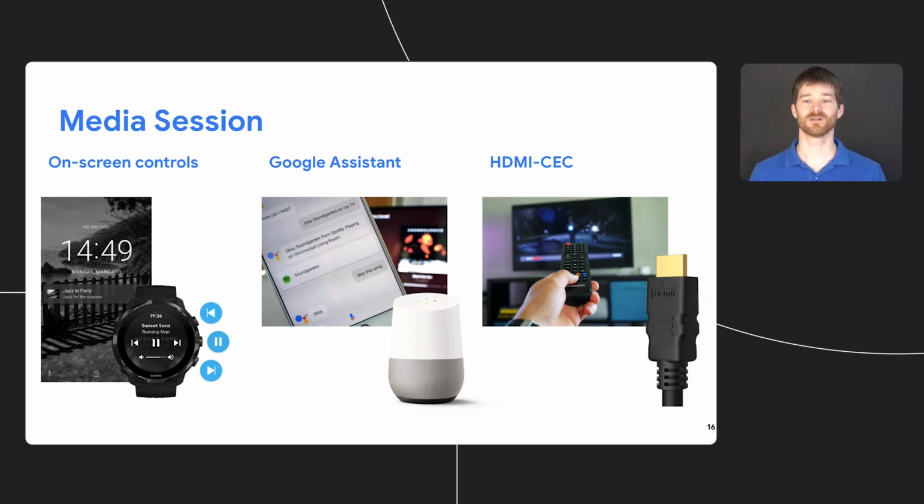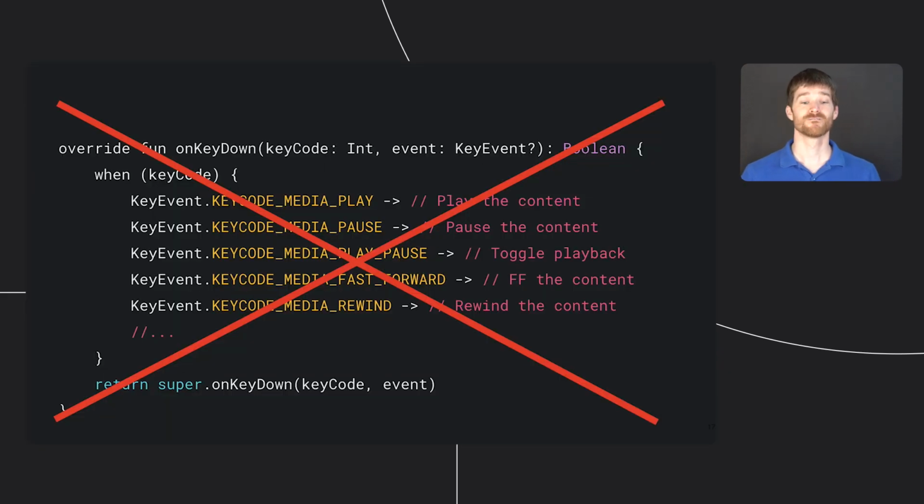We have detailed developer documentation for Media Session, but I want to call out 3 pieces that developers commonly miss. First, don't implement onKeyDown for controlling media playback. Just handle playback through the Media Session callbacks.